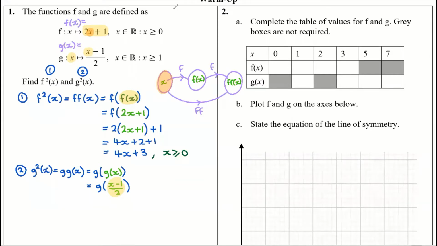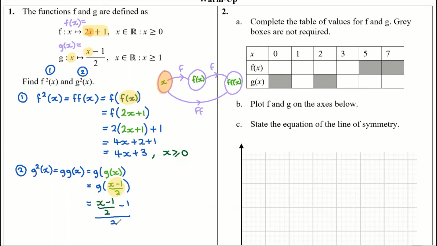So this is going to give me (x - 1)/2. Now I'm going to have to subtract 1 from that and then divide the whole thing by 2. So subtract 1 and divide the whole thing by 2.